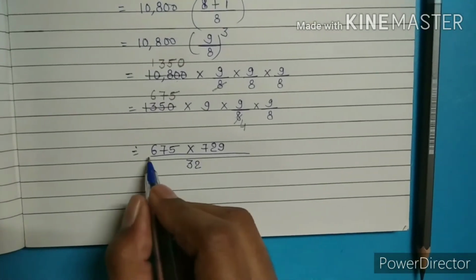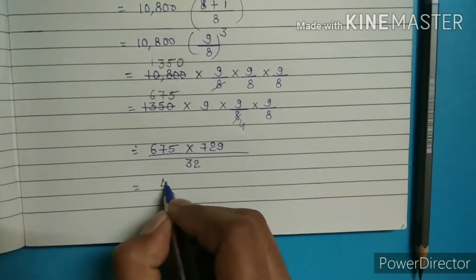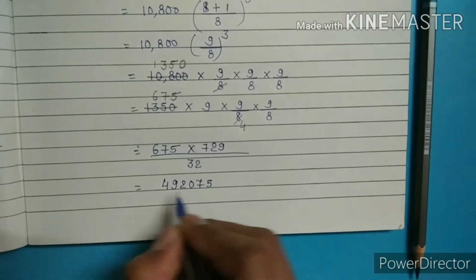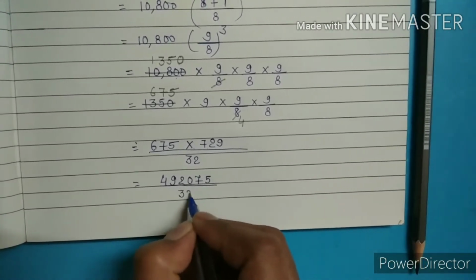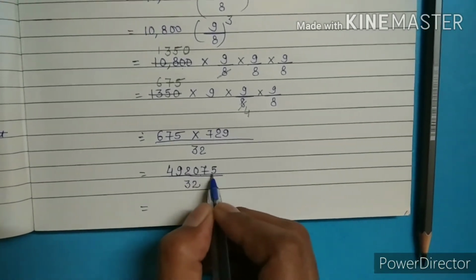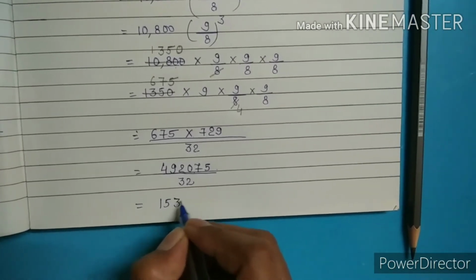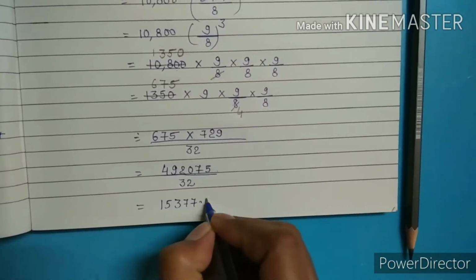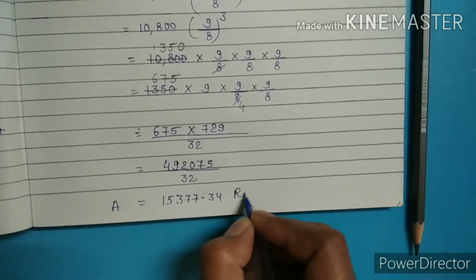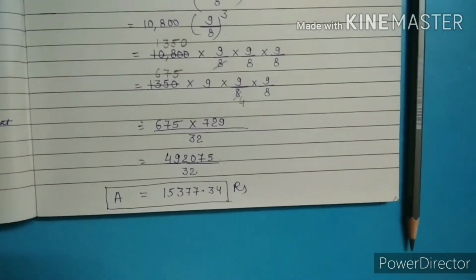When we multiply 675 with 729, it will give us 492,075, and it will be divided by 32. When we divide 492,075, it will give us 15,377.34 amount in rupees. So this is the amount. This is the first part of the question.